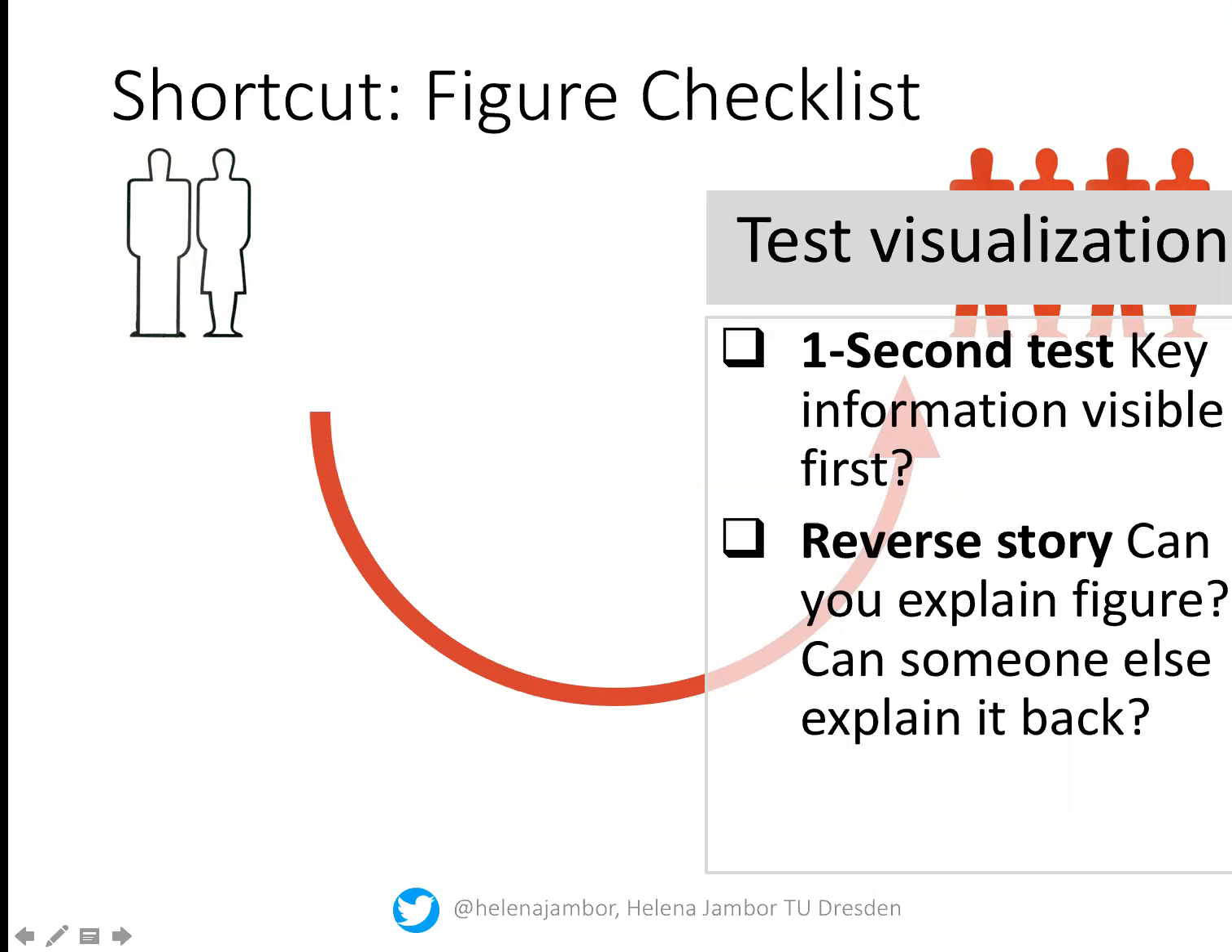The second way, if the key information is standing out already, is that you can ask your colleague or someone to reverse story the figure. That means you ask them to explain it back to you. And if that's possible, it means that they can understand the visualization by itself without you having to give them any kind of indication. And by carefully listening, you figure out very quickly where they get stuck. And this is an indication to you where you maybe missed out information.